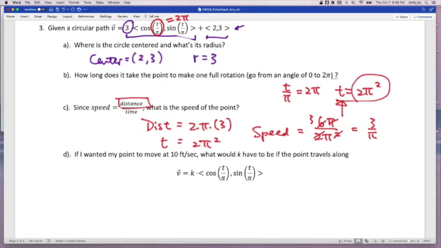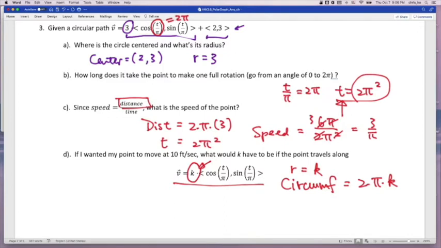Part D, if I want my point to move at 10 feet per second, what would k have to be if the points travel along in this vector? So let's take a look at what is the circumference of this circle based on k times the unit vector. Well, we know the radius is k, right? Because that's what that k value means. So therefore the circumference would be equal to 2 times pi times k.